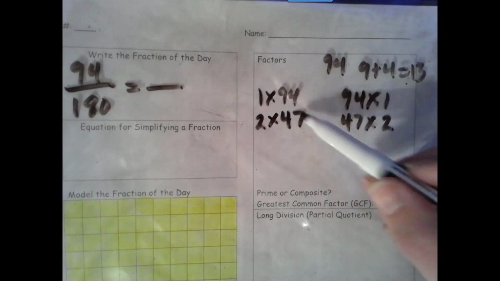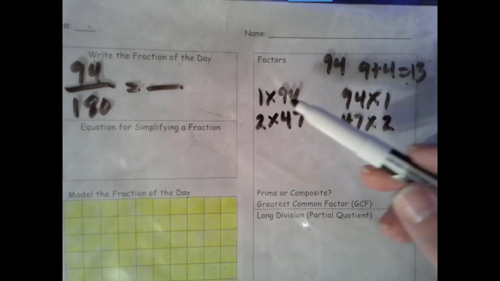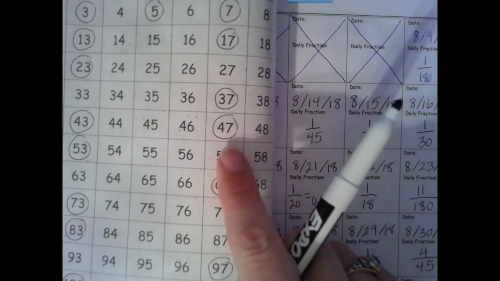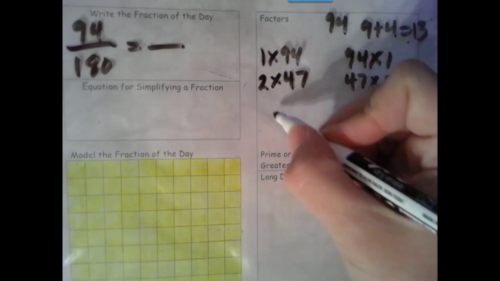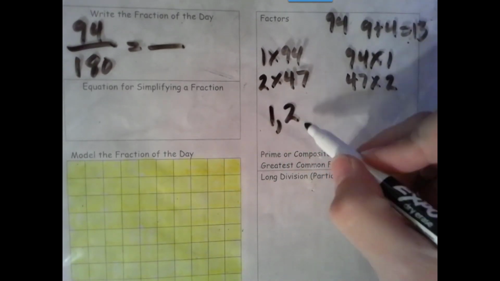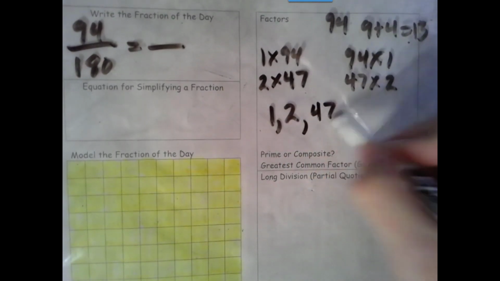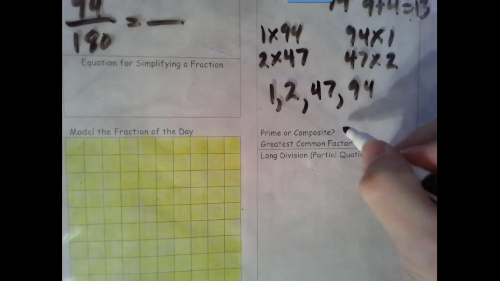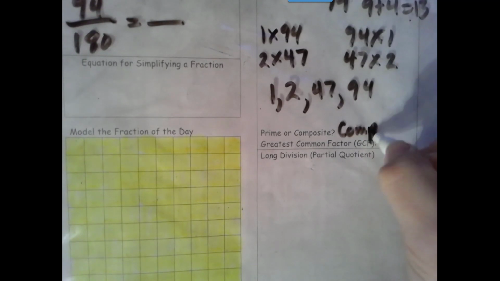I'm going to check to see if 47 may be prime. Because if we've gone in an orderly fashion and our second factor is prime, then we are done because it won't break down anymore. And yes, 47 is prime. So let's go ahead and list all our factors from least to greatest: 1, 2, 47, 94. We have 4 factors. That is more than 2 factors, so it is composite.